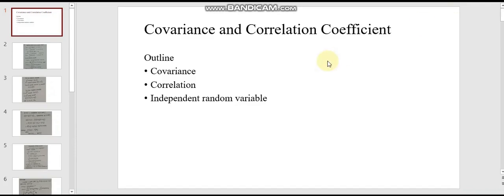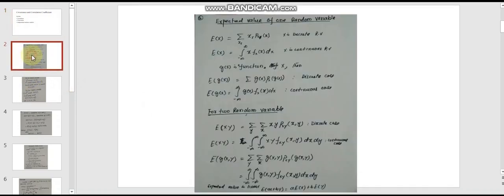In this lecture, we will discuss the covariance and correlation coefficient of bivariate random variables. Also, the correlation and the covariance coefficient of independent random variables we will discuss in this class. First, let us talk about the expected value of a random variable.